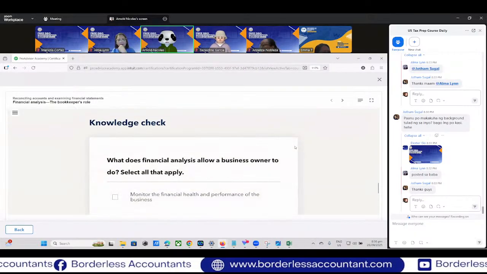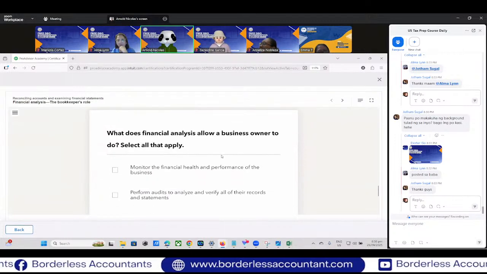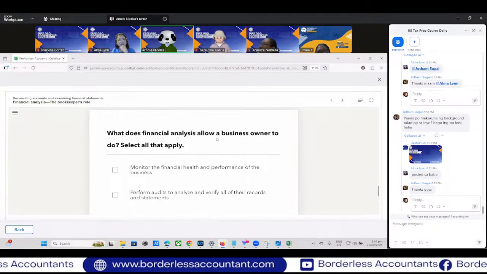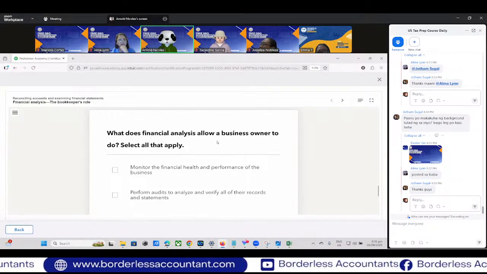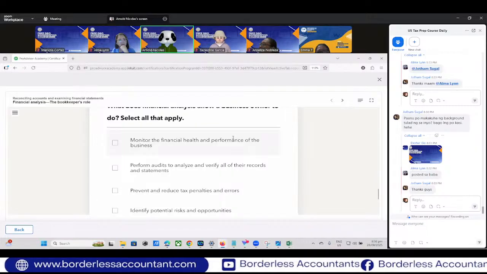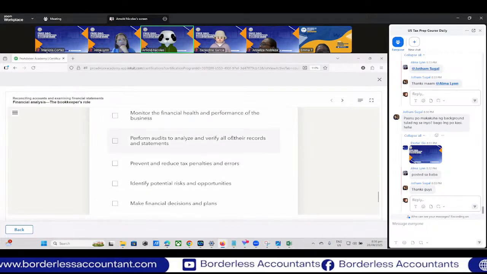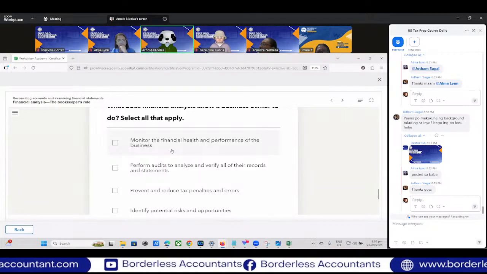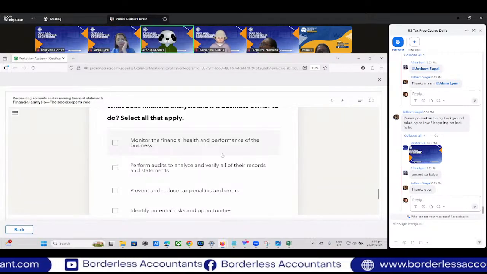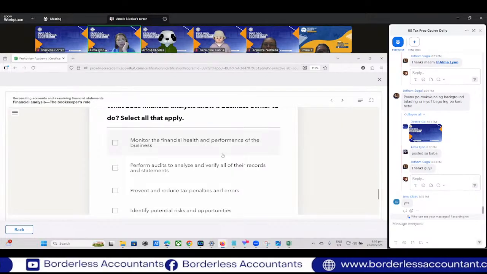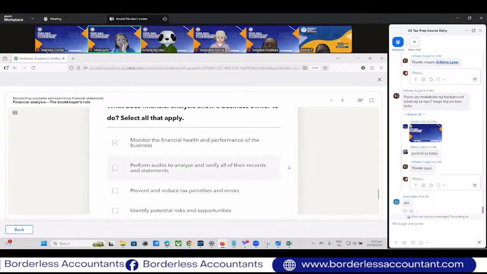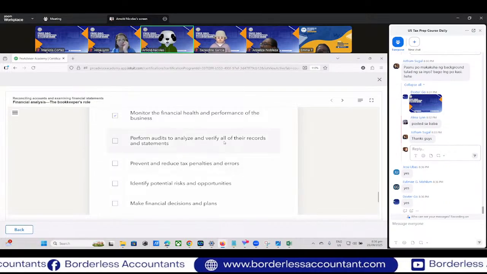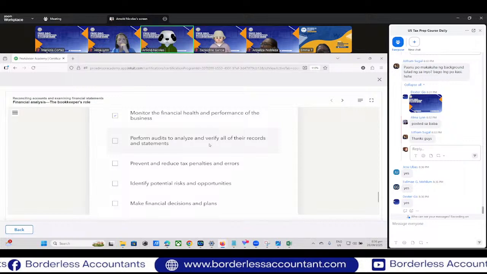And the first knowledge check. Remember what I told you earlier? What does financial analysis allow a business owner to do? Monitor the financial health and performance of the business. Yes or no? Yes. Perform audits to analyze and verify all the records and statements.